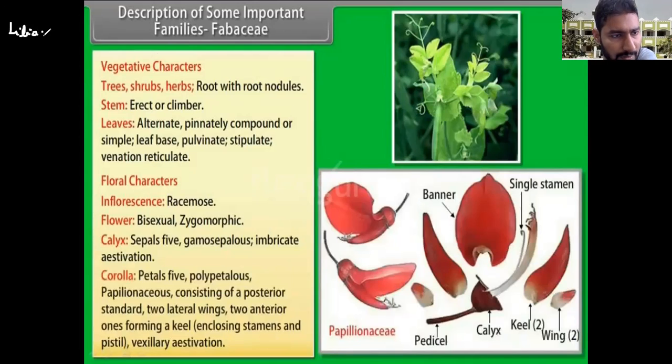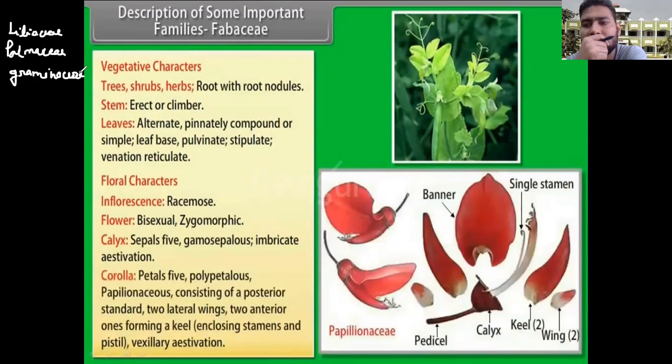Liliaceae, Palmaceae, and Graminaceae. Clear? Liliaceae, Palmaceae, and Graminaceae. Okay, so these three families, Liliaceae, Palmaceae, and Graminaceae, are monocot families, and the others belong to the dicots. Okay, now let's look at it.